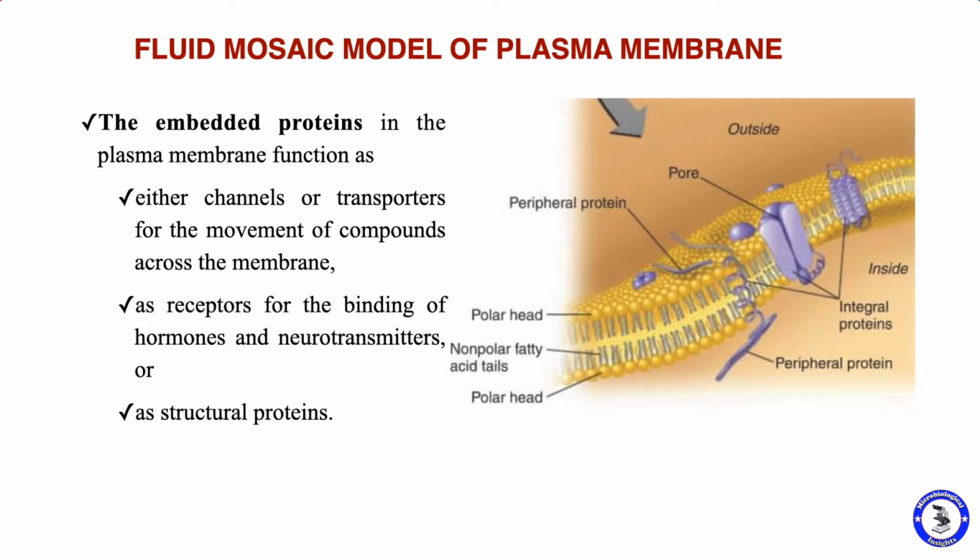And next we move on to the embedded proteins. The proteins embedded in the plasma membrane also have several functions. Sometimes these proteins serve as channels for the transportation or movement of molecules from outside the cell to inside, or from inside to outside. Sometimes they act as receptor sites for binding hormones and neurotransmitters, and sometimes as structural proteins. These are the functions of embedded proteins.